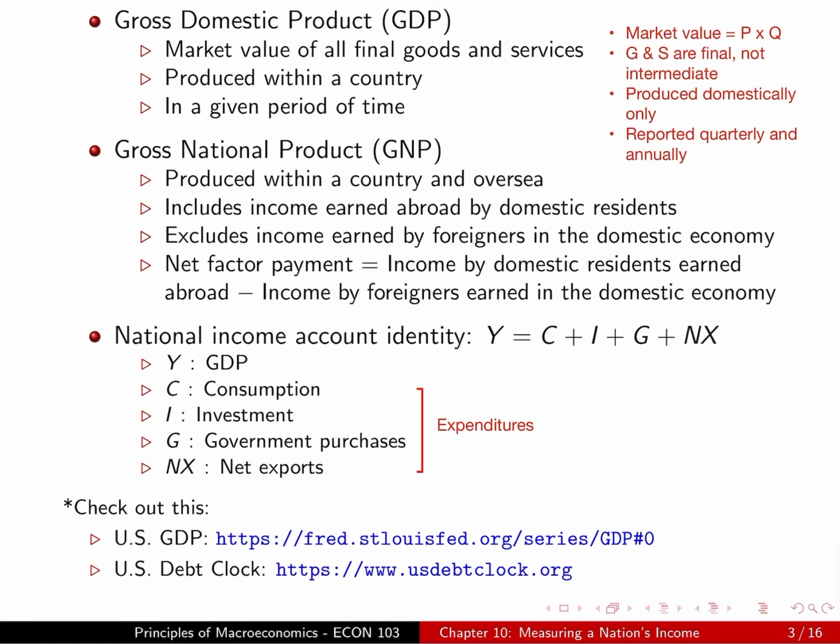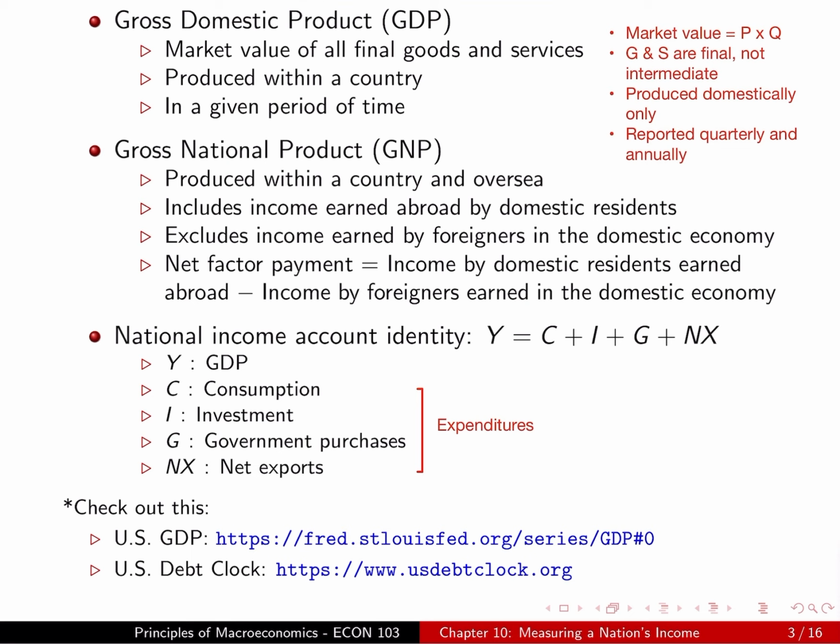Gross domestic product, GDP, is defined as the market value of all final goods and services produced within a country over a specific period. To avoid double counting, it is important to differentiate between final goods, which are sold directly to consumers, and intermediate goods, which are used to produce final goods. For example, eggs sold directly to households are final goods, whereas eggs sold to a baker for cake production are considered intermediate goods. GDP focuses solely on domestic production and is typically reported quarterly and annually.